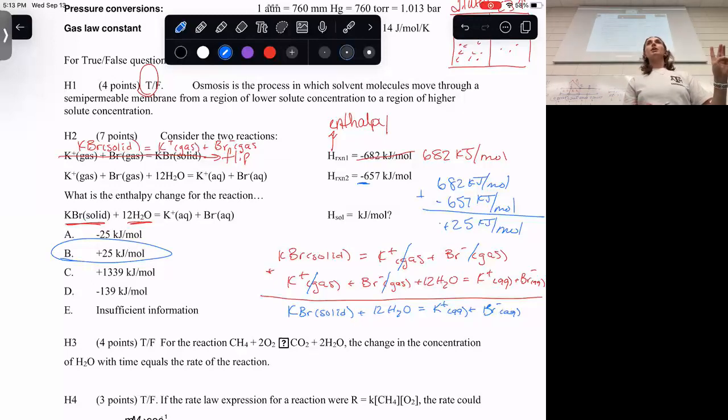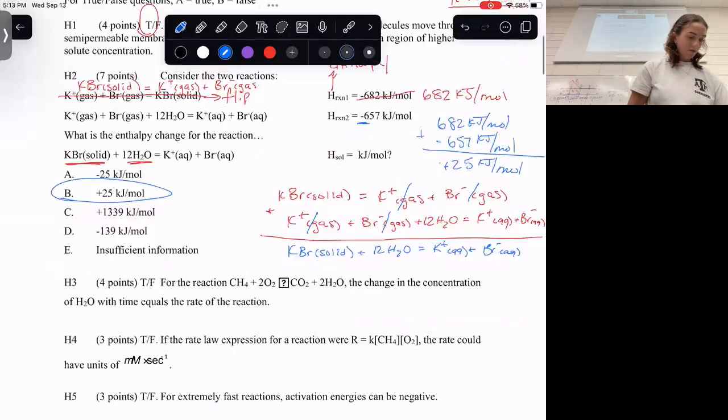If there's 3 equations, don't be scared. Just make sure you're looking at what needs to be a product at the very end and what needs to be a reactant at the very end. And you should be able to add your equations to get to the correct answer. Any questions at all?